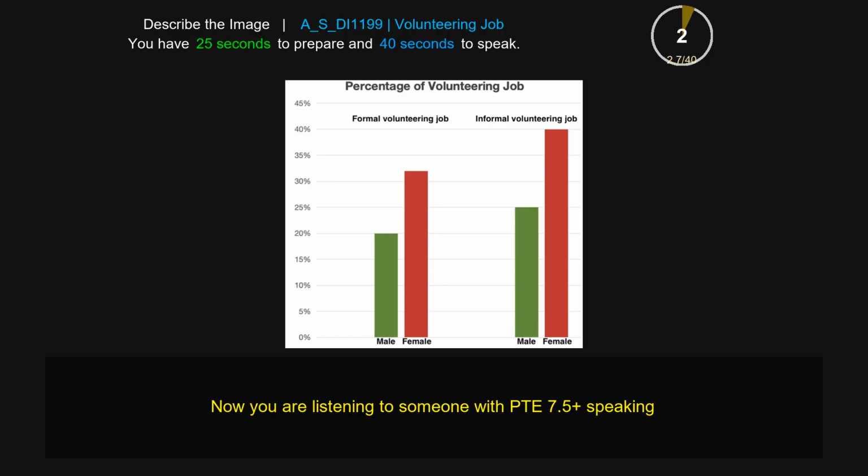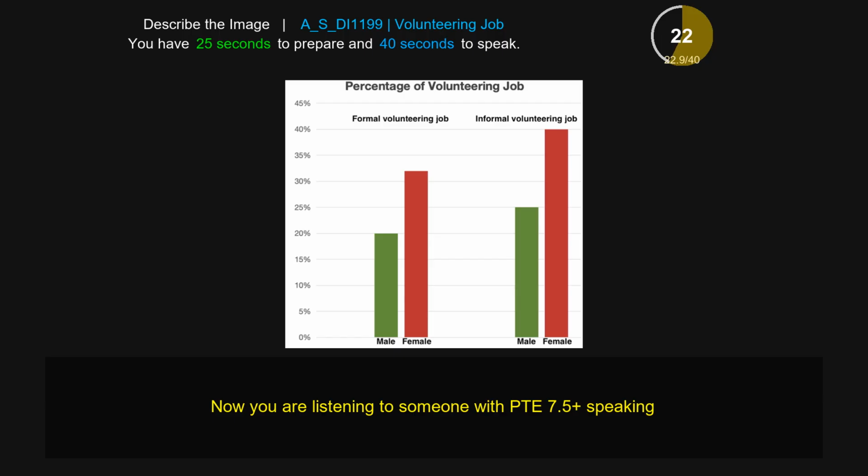These bar charts compare the percentage of different kinds of voluntary job, namely informal and formal ones, against two different genders. In general, there are more females participating in volunteer job. For example, there are 40% of them doing the informal and 30% of them doing formal.